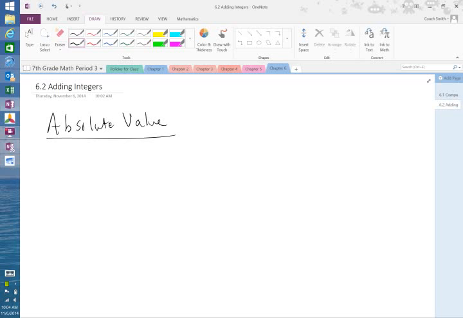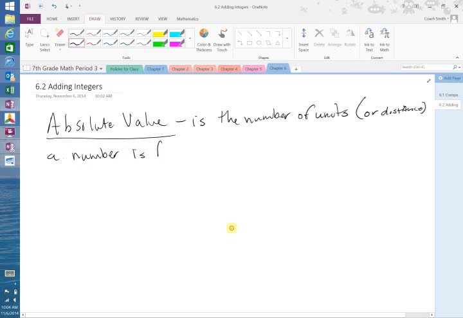Absolute value is the number of units or distance a number is from zero on the number line. Basically, what you need to know is absolute value is never negative.